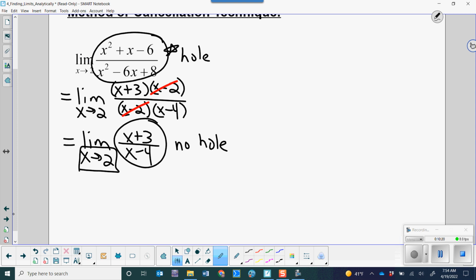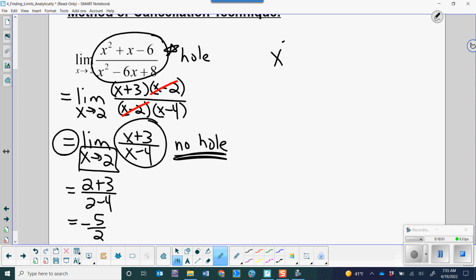But if I plug 2 in now, since this graph has no hole in it, I can find the value that is in the hole of the original graph. So now I plug in 2, I get 2 plus 3 over 2 minus 4, which is going to be negative 5 over 2. So now I did get an answer for the limit, okay? So factoring and canceling is acceptable for you to write an equal sign here because the limits are equal.